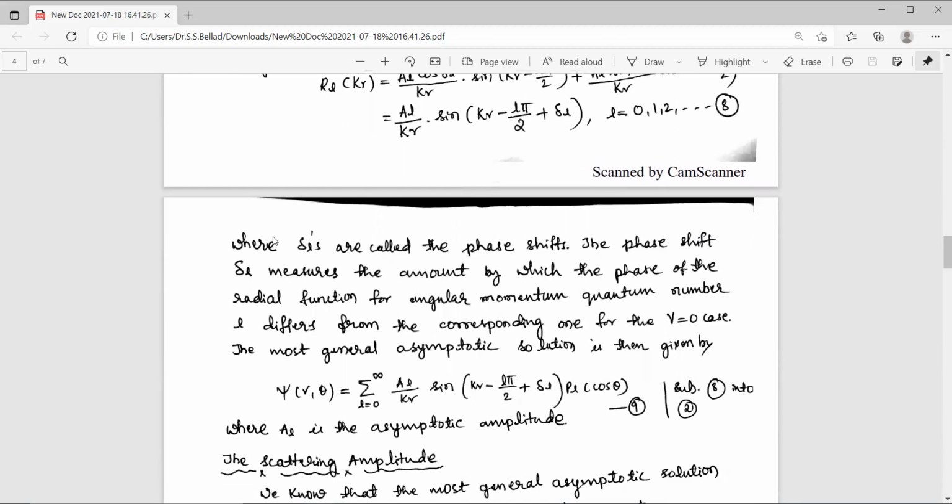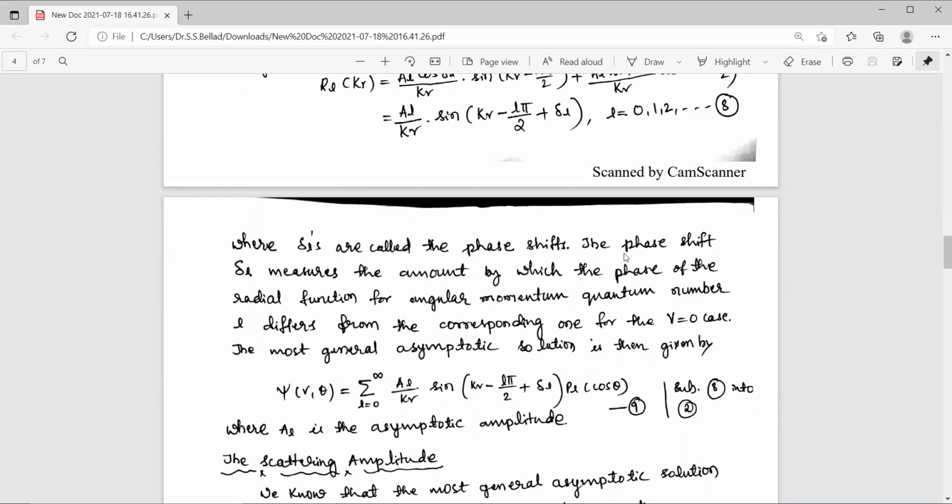So these are delta_L's. What are these delta_L's? These delta_L's are called the phase shifts. So they represent the phase shift between the two waves which are generated by the two particles because of their interaction. One wave is generated because of the incoming particle, and another wave is generated because of the interaction of that incoming particle with the scattering particle. So the phase difference between these two waves is measured by this quantity, delta_L.